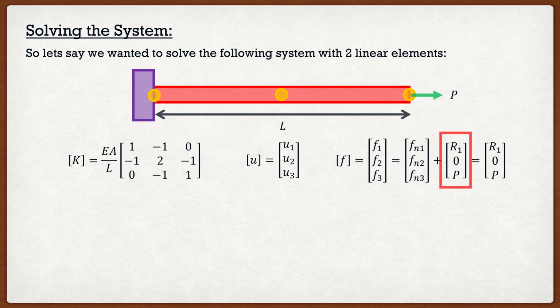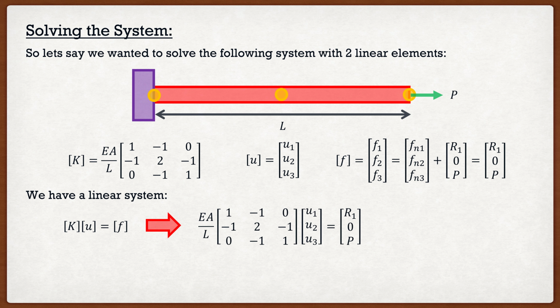Now, I know you guys know what R1 is equal to. It's very obvious. However, in the most general sense, we don't know what those reactions are, especially if we're dealing with indeterminate systems. So that's something I want you to keep in mind. Looking back, we know that we have a linear system where our stiffness matrix multiplied by our nodal displacements is equal to our force vector, and we can start substituting all the values in to get the following.